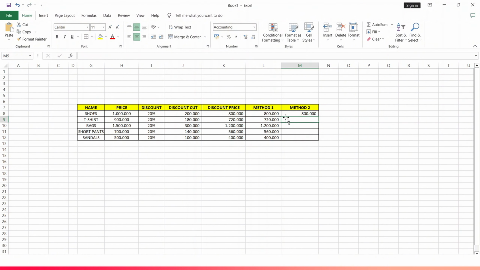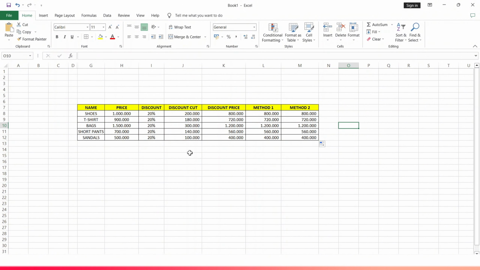And for the next row, do the same way. How to? Tap on the second method cell. Type equals. Then tap on the original price. Type subtract. Type open brackets. Tap on the original price again. Type multiply. Tap on the discount %. Type close brackets. And tap enter. Here the price after the discount has come out. And for the next row, please tap the two prices and drag down to find out the price.